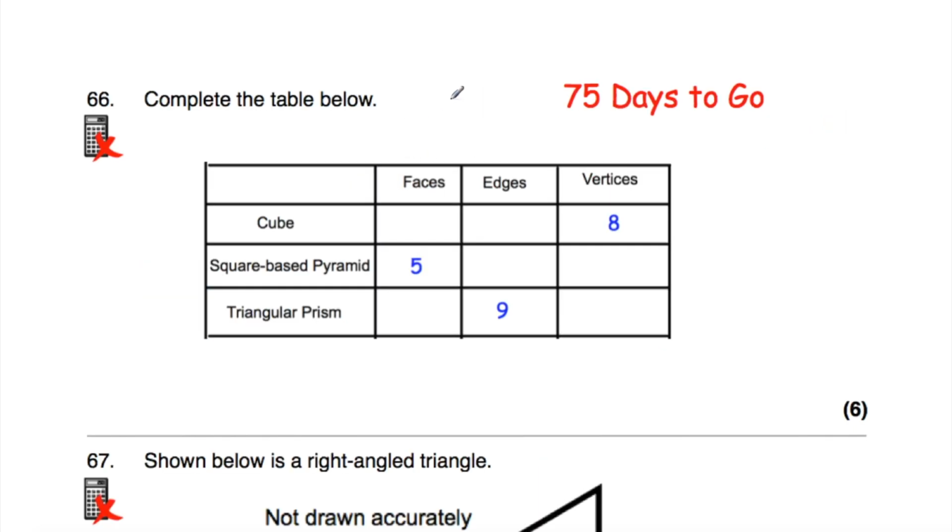So question number 66 is on faces, edges, and vertices. So let's start off with a cube. A cube's got 6 faces. Think of a dice. In terms of the edges, it would have the 4 along the bottom, the 4 along the top, and the 4 going up vertically. So that'd be 12 edges.